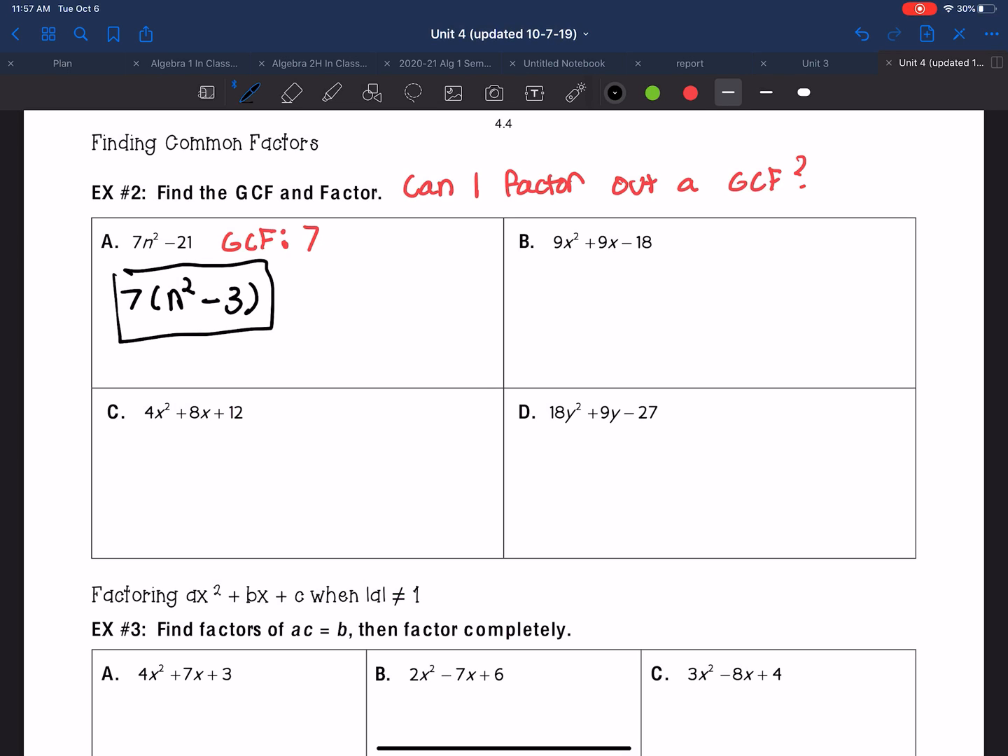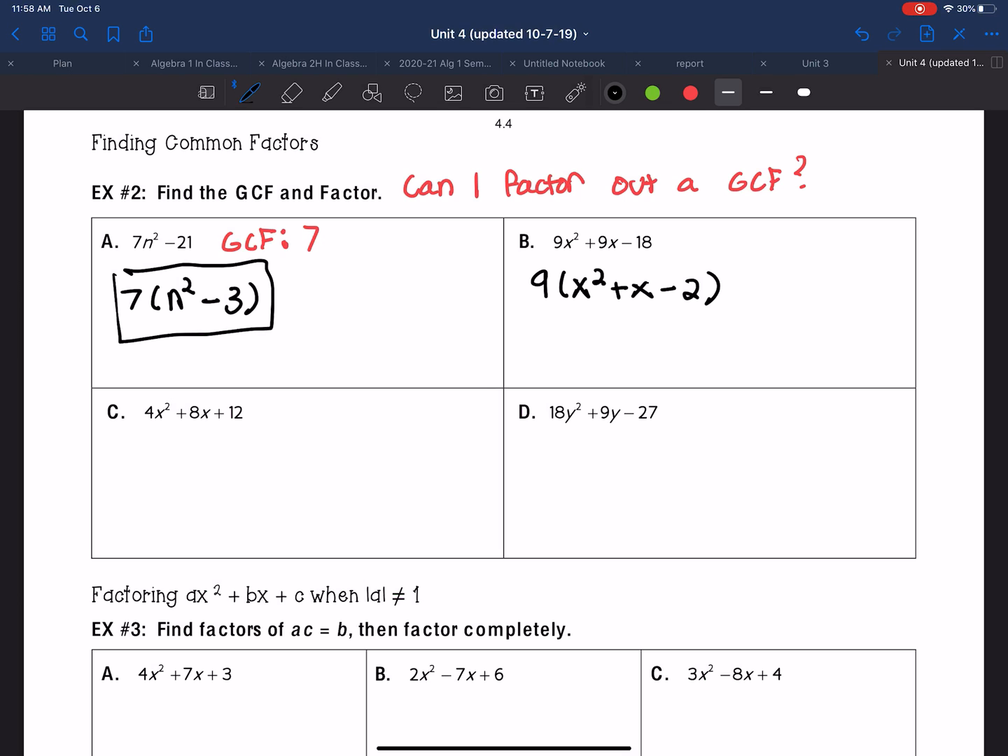Part B, I have 9x squared plus 9x minus 18. Can I pull something out of all three of those terms? I notice that I have a 9 here, a 9 here, and a negative 18 here. I know that 9, 9, and negative 18 are all divisible by 9, so I can pull out a 9. If I pull out a 9, 9x squared divided by 9 is x squared. 9x divided by 9 is plus x. Negative 18 divided by 9 is negative 2. Now, I still have a trinomial, so I'm going to try to factor this.